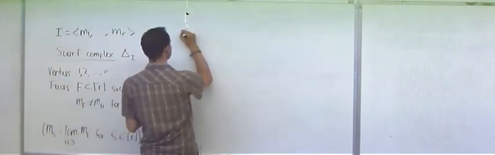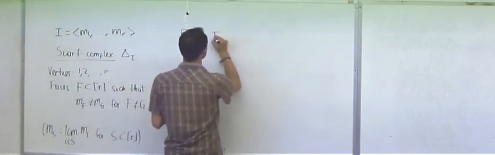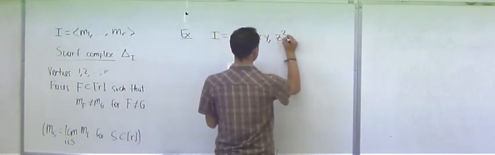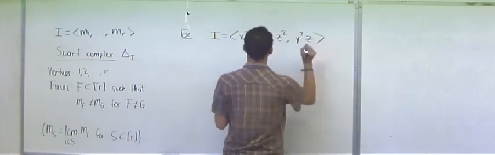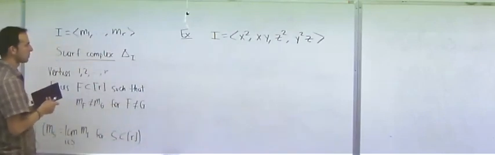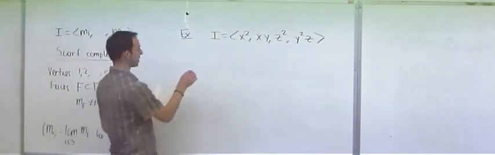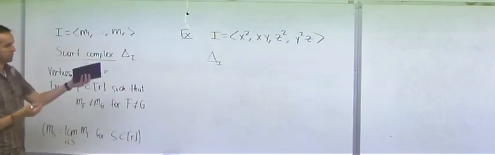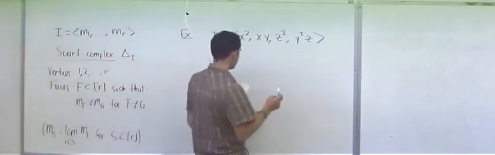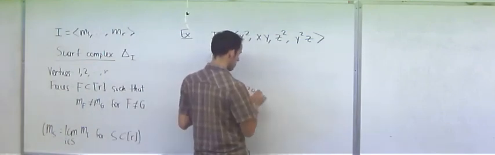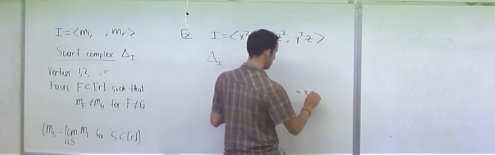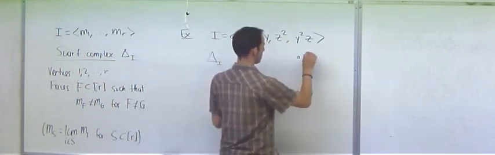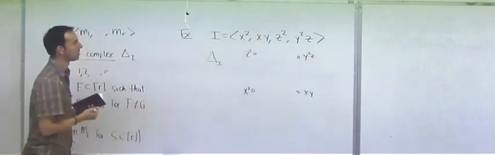So let's see an example of this. This Scarf complex, delta I, is going to have 4 vertices, right? And I could label them 1, 2, 3, 4, but actually I might as well label them by their names, which are the monomials. So here's x squared, xy, z squared, and y squared z. Okay? These are the 4 vertices.